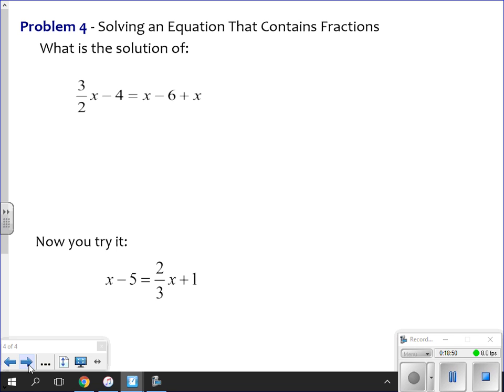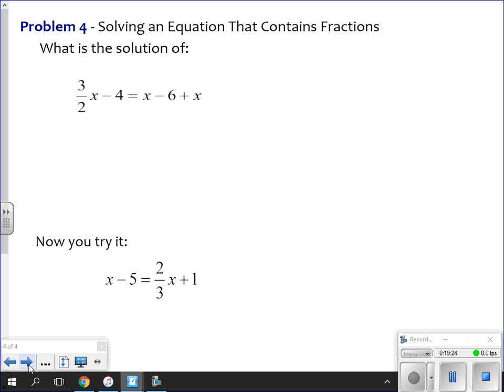Okay, I'm going to tell you what I do. This is what I tell all my classes, at every level. First step when I've got a fraction in there, get rid of the fraction. I don't want to deal with the 3 halves. I don't want to add or subtract fractions. So your first step is to remove the fractions.